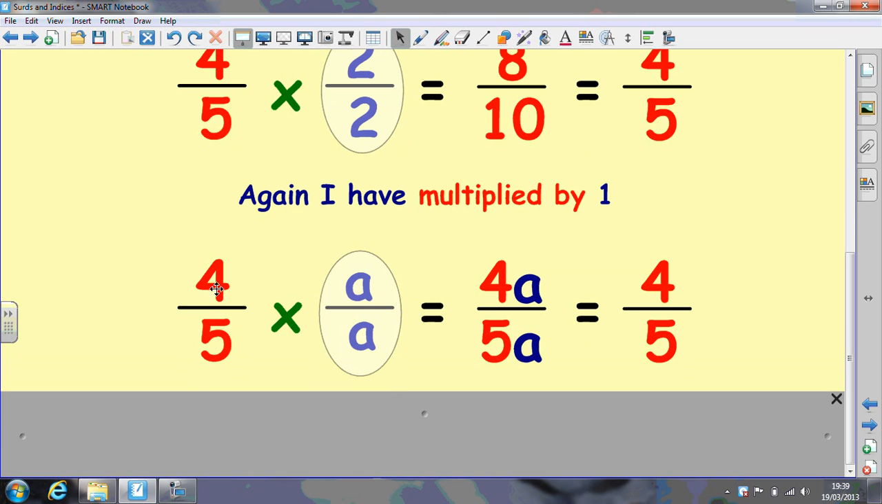So we can do it with algebra as well. A over A is also equal to 1. So 4/5 times A over A gives you 4A in the top, 5A in the bottom. Divide top and bottom by A and you end up with 4 over 5 again. So multiplying even by A over A is the same as multiplying by 1.